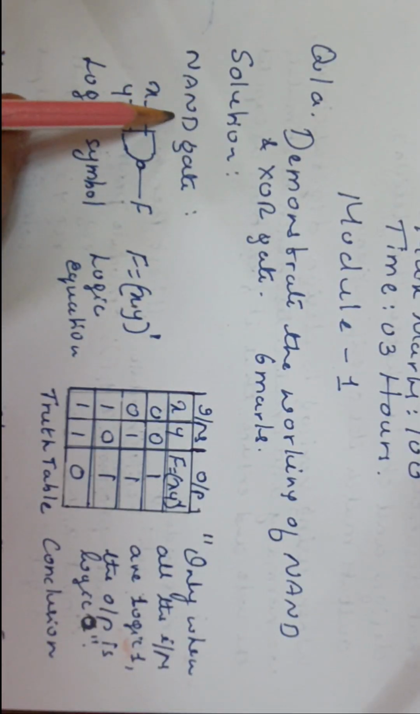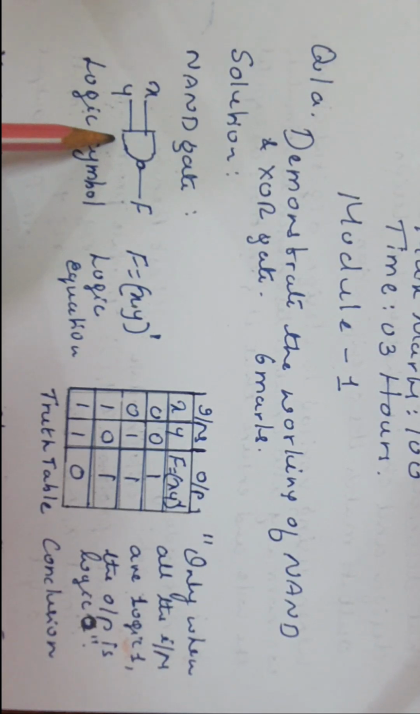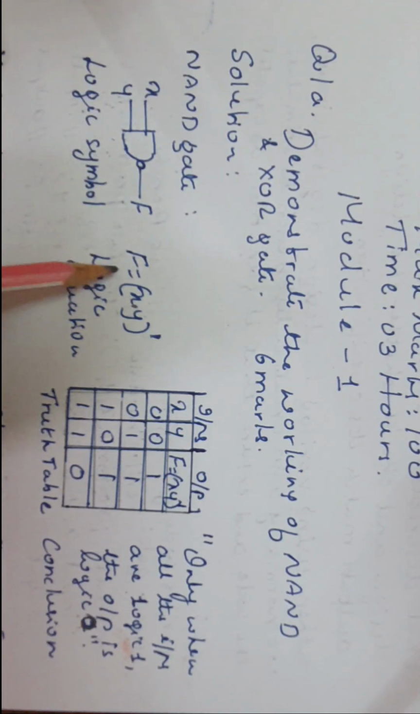Solution. So first we shall take up NAND gate. This is the logic symbol of NAND gate. Here a 2 input NAND gate is shown. X and Y are the inputs, F is the output. So the logic equation is F equal to (X ANDed with Y) whole dash. So this is for AND gate. Whole dash means complementation of AND gate, which means it will be NAND gate. So this is the logic equation for the 2 input NAND gate shown here.